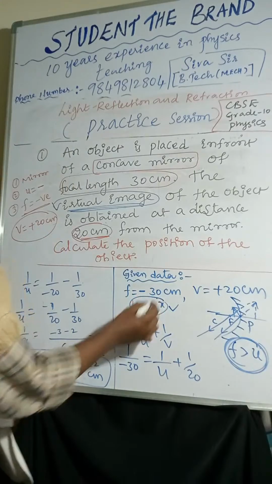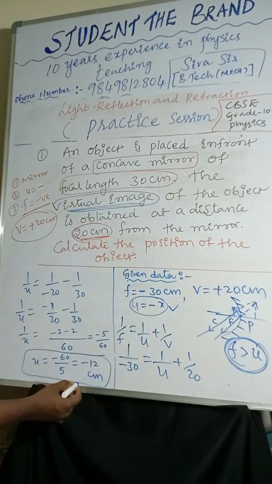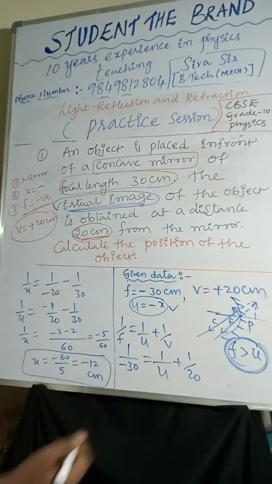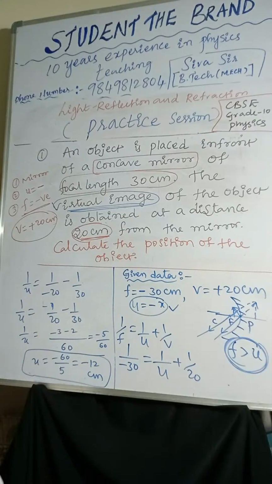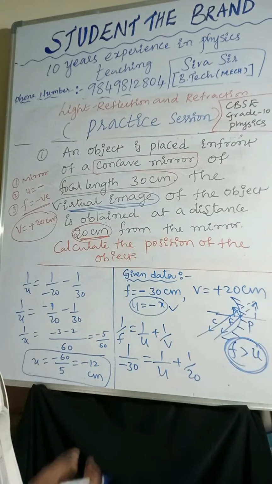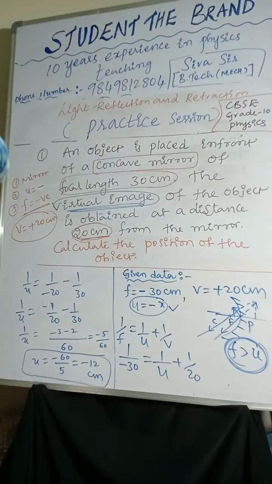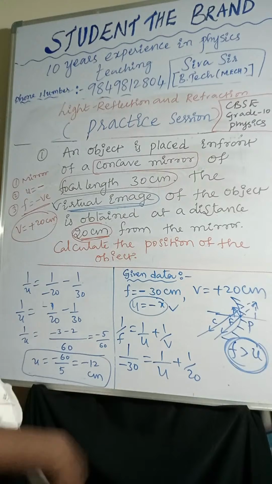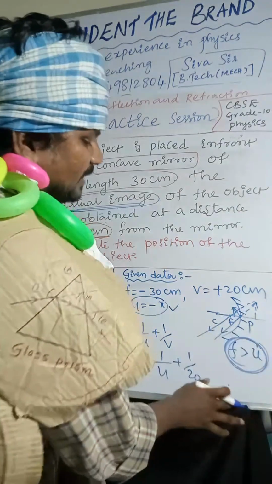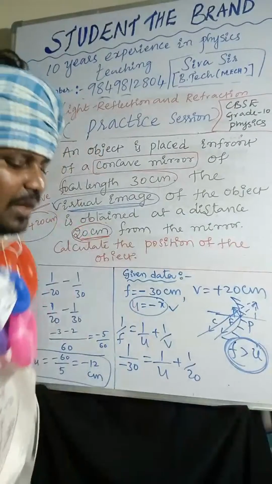So focal length is 30, and we got object distance as minus 12. Is it correct or not? Yes or no? That's enough. Like that we have to do it, like that we have to understand the question. Yes or no? So this is the process to do the problem. I'll give one more problem.